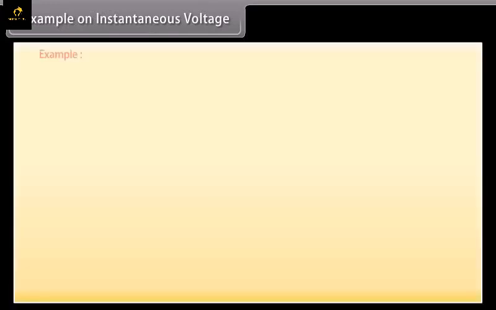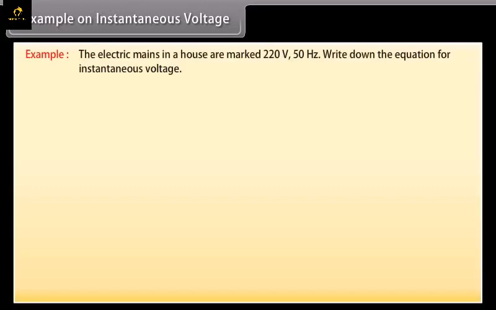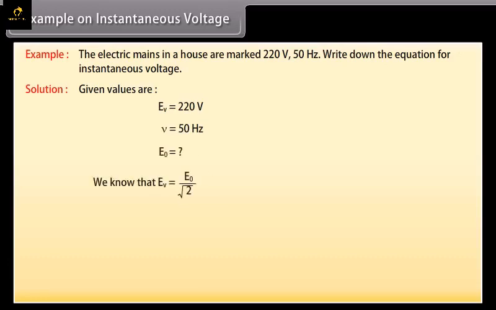Example of instantaneous voltage. Let's take an example of instantaneous voltage. The electrical mains in a house are marked 220 volt 50 Hz. Write down the equation for instantaneous voltage. Let's see the solution. Given values are EV is equal to 220 volt, nu is equal to 50 Hz. We know that EV is equal to E naught divided by root 2, or E naught is equal to root 2 EV.